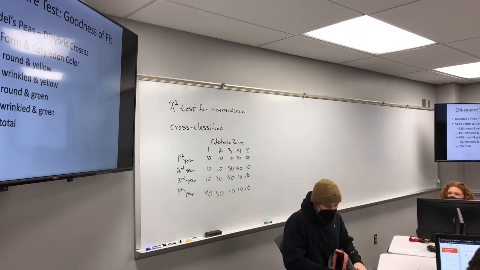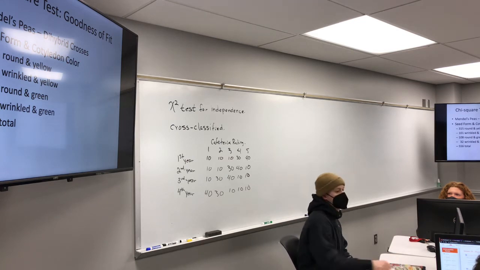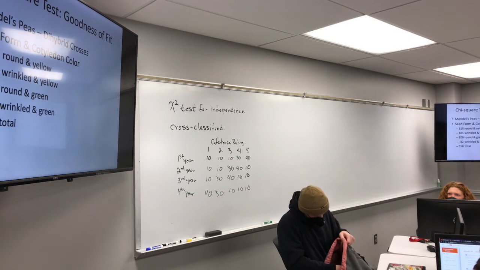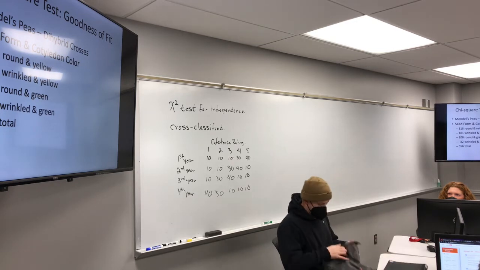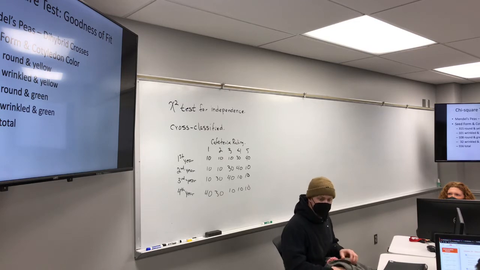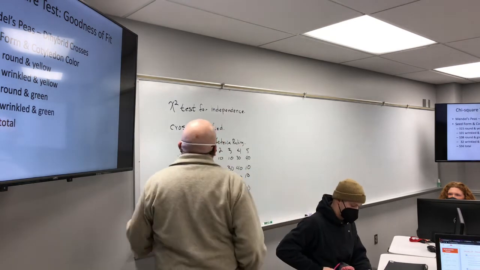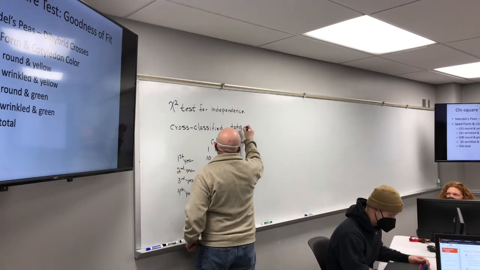Remember, chi-square test of homogeneity assumes that everything is evenly distributed. A chi-square test of goodness of fit is testing the fit of the observed data to some theoretical distribution. So the most complicated chi-square test to do is the chi-square test for independence. This is what we do when we generally have what we call cross-classified data.